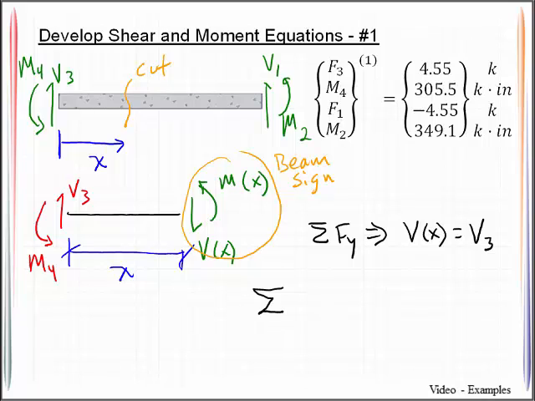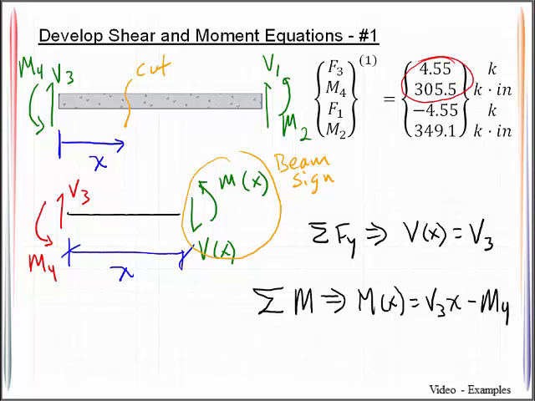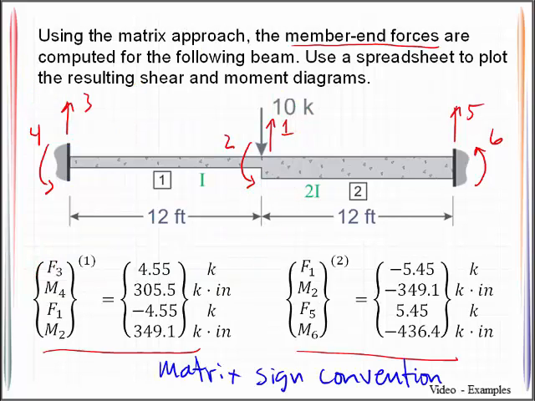I can then write a sum of moments equation to get this moment as a function of x is equal to V3 multiplied by x minus M4. So you'll notice in this that in order to get the two equations that I need to plot, I really only needed these two values. Now these equations are not completely valid until I provide a proper domain. So let's come back here and just identify once again that here is my x quantity.